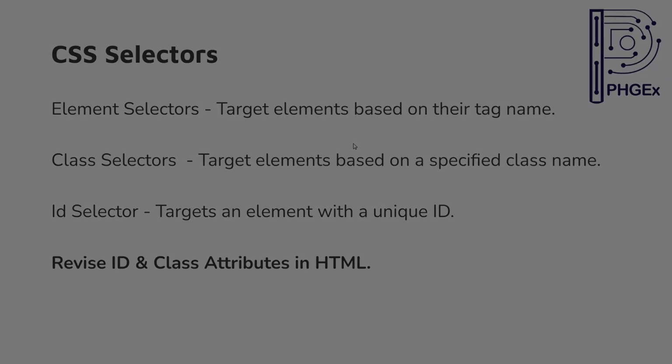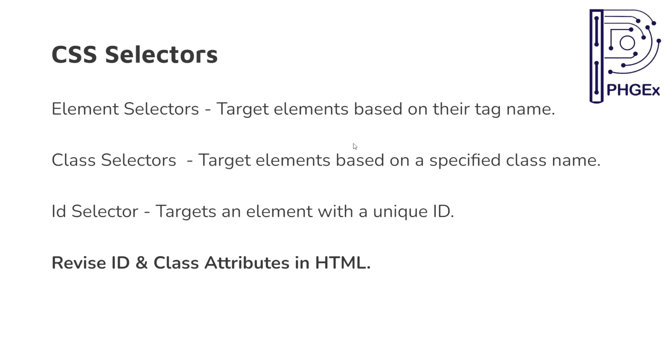CSS selectors. What are they and how do they help us write our CSS instructions? Basically, a selector helps us target a specific element we want to style. There are three basic types of selectors. We have the element selector, the class selector, and the ID selector.